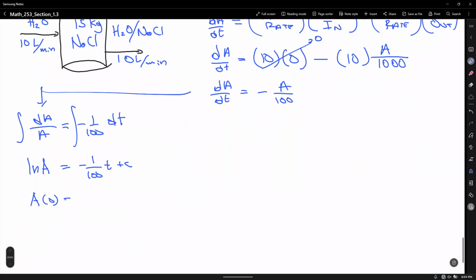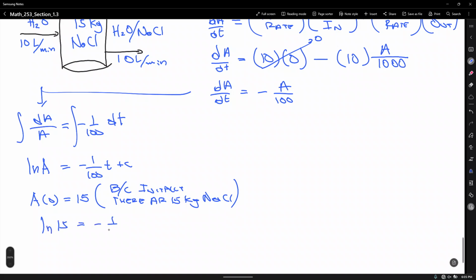So this means A of 0 equals 15, because initially there are 15 kilograms of salt. Okay, so that's ln of 15 equals -1/100 times 0 plus c. So c equals ln of 15. All right, so we're good to go.